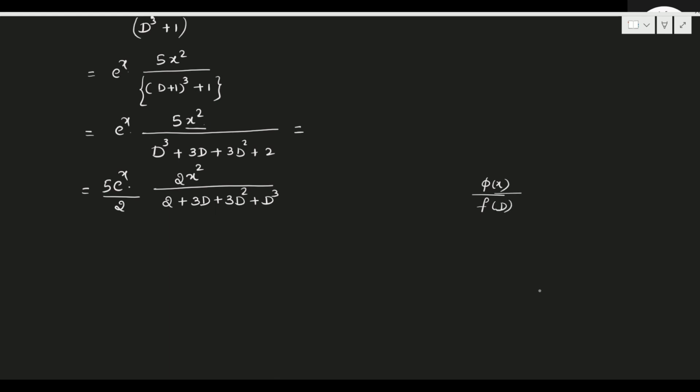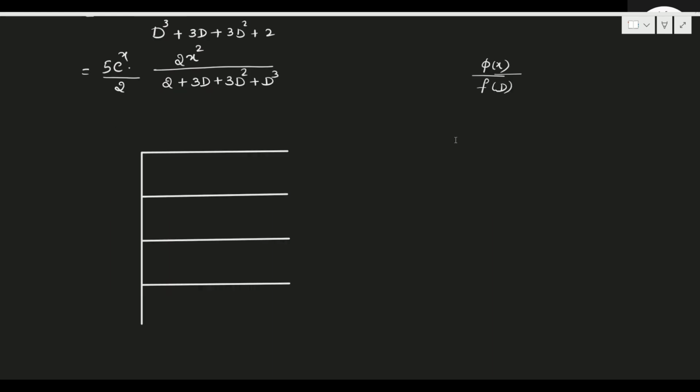In that case, what we did, if a particular integral is of the form phi of x by f of D, then we need to divide phi of x by f of D. Now, let us divide the numerator. The numerator is 2x square, divided by 2 plus 3D plus 3D square plus D cube. Okay, we have here 2x square.